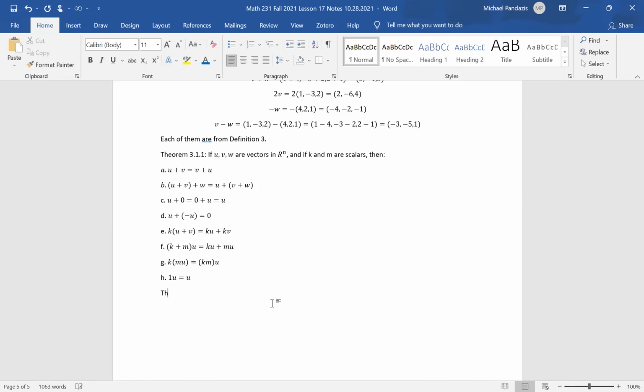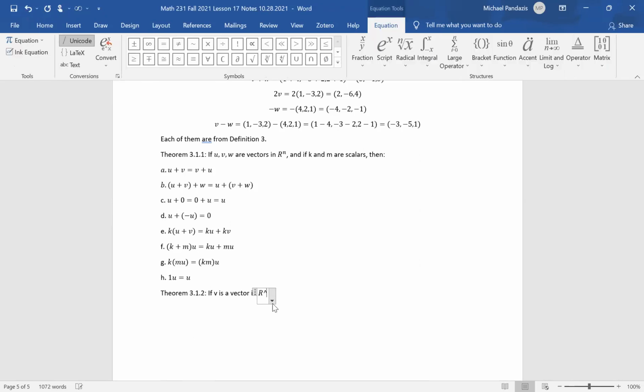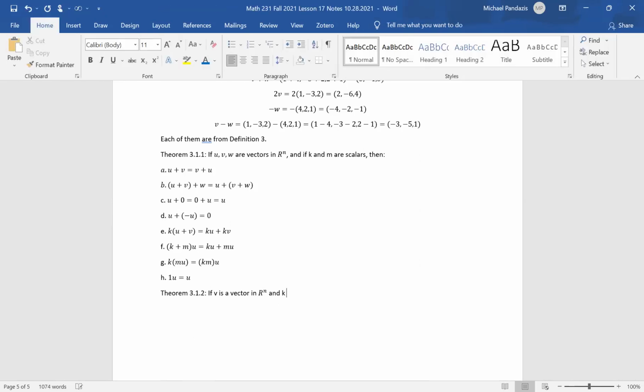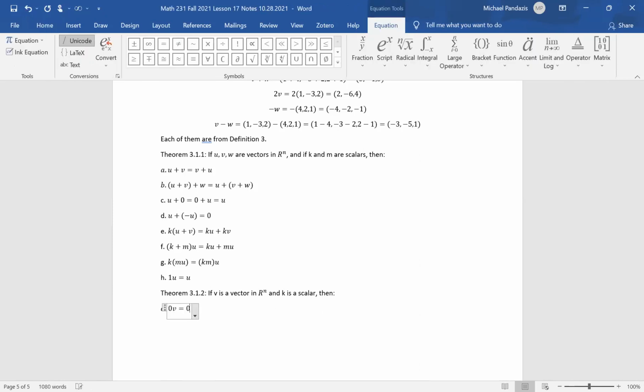So that's theorem 3.1.1. The next one is theorem 3.1.2. If v is a vector in Rn and k is a scalar, then A, 0v equals 0. B, k times 0 equals 0. C, negative 1 times v is equal to negative v.